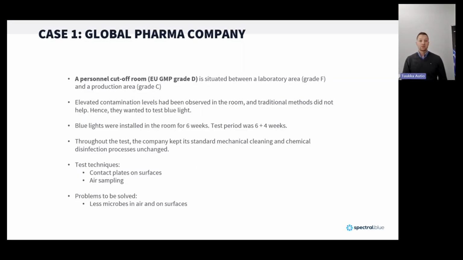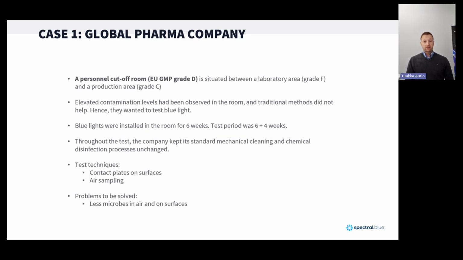Our first case today is a global pharmaceutical company that operates in different markets, but they also have a production facility in the Nordics. And in this facility, they had observed elevated contamination levels in a cutoff room, a personal cutoff room that is situated between a laboratory and a production area. They had tried different methods, all different chemicals, but could not get rid of the problem. So they wanted to test something new, and they contacted us to test blue light.